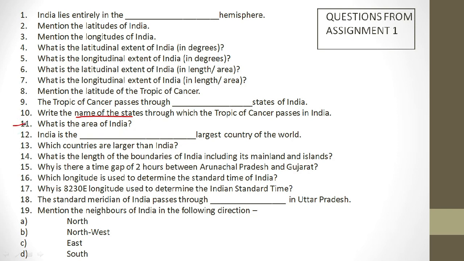Let us see the 11th question. What is the area of India? It's 3.28 million square kilometers. 12th question is India is the dash largest country of the world. It is the 7th largest country of the world. Question 13 asks which countries are larger than India.